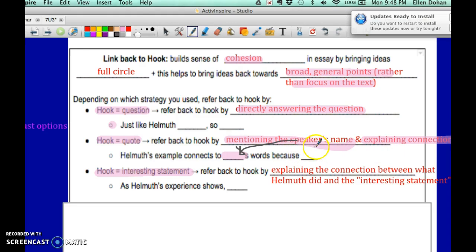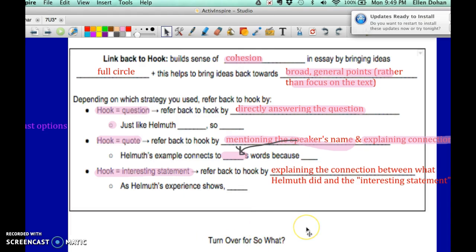Here's the connection. And last, if you use an interesting statement, you refer back to the hook by explaining the connection between what Helmut did and the thing that was so interesting. So you could use a sentence starter like, Helmut's experience shows that X, Y, and Z, whatever your interesting idea was to start off your essay.